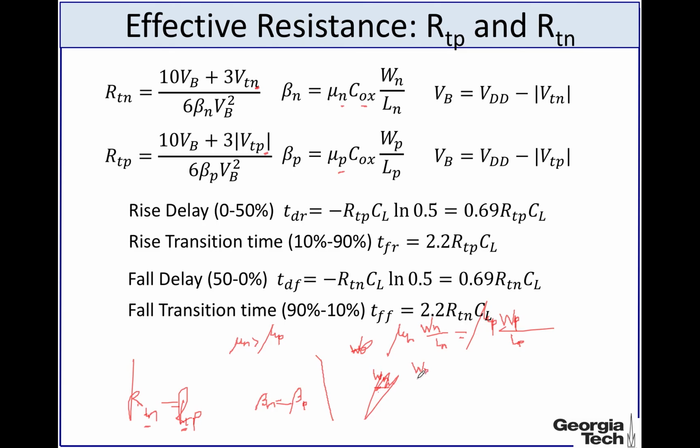the ratio of WP over LP to the ratio of WN over LN, we usually make this ratio equal to mu N over mu P. So what does it mean? What we have done is that W over L for the P-type MOSFET is usually much larger than W over L for the N MOSFET, and usually the ratio of W over L for the PMOS over that of the NMOS is equal to the ratio of the electron mobility to the hole mobility, and that essentially makes sure that the effective resistances for the N-type MOSFET and the P-type MOSFET are equal.